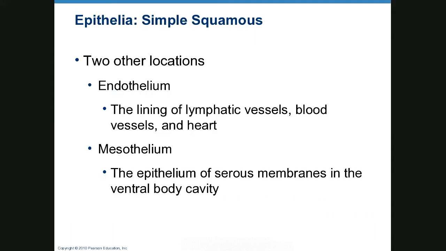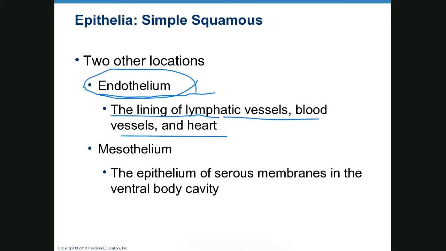Other layers of simple squamous epithelium: the endothelium. This is the lining of lymphatic vessels, blood vessels, and the heart. This term, endothelium, will be used over and over again without further explanation, so you might just want to remember that term. Mesothelium is epithelium of serous membranes in the ventral body cavity.